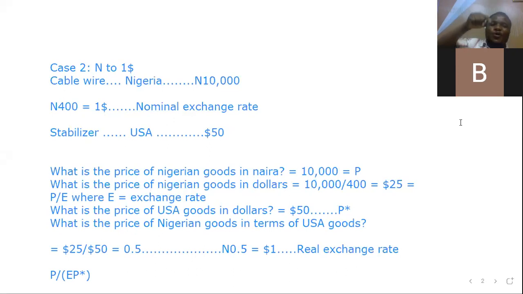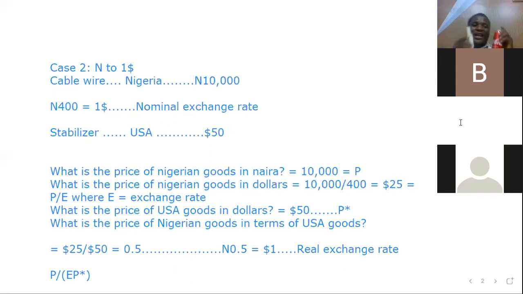But for exchange rate, the real exchange rate is asking a question: what will be the price of Nigerian goods in terms of USA goods, not USA currency? So that means I must have two goods, Nigerian goods and USA goods. What will be the price of this Nigerian goods in terms of USA goods? In terms of USA goods.